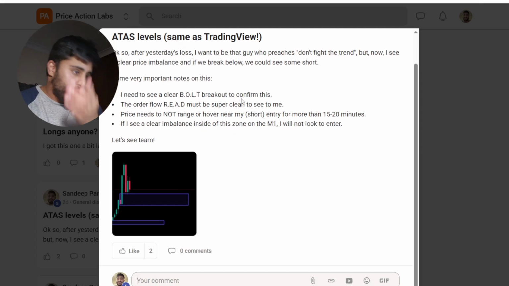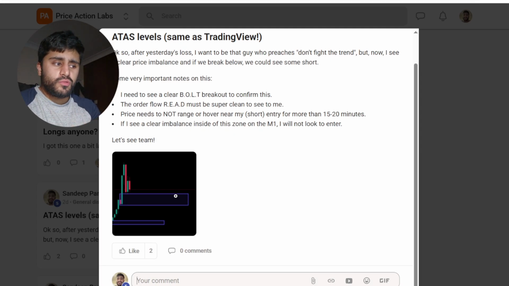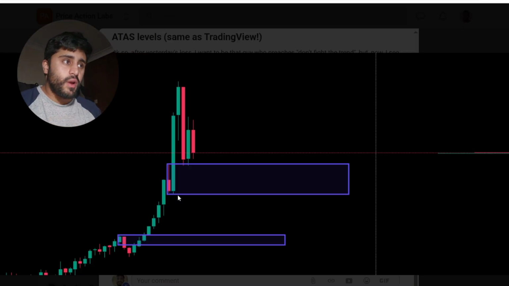And so a couple of things you want to know is you want to use the B.O.L.T breakout blueprint to confirm your levels after you've read the order flow. So we read the order flow and then we use the breakout confirmation to get us long or short. That's the only way that you want to be trading.